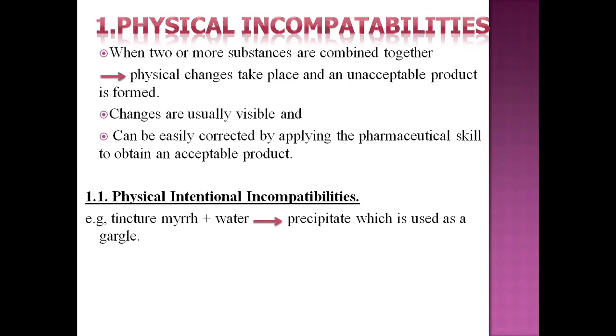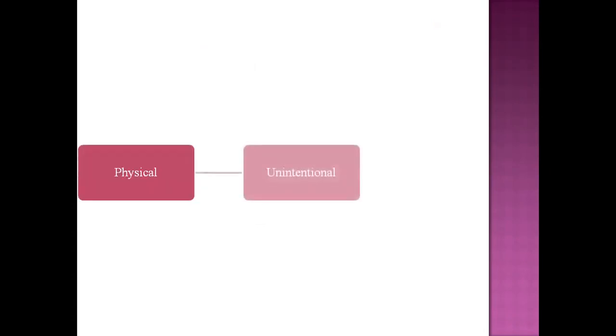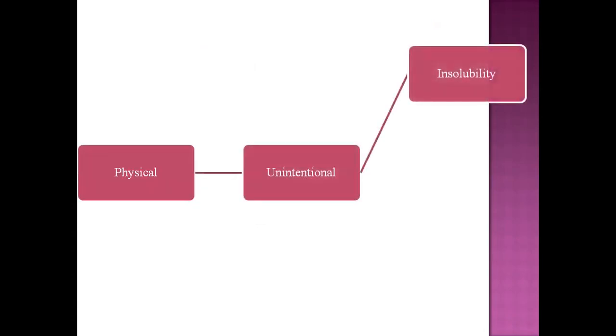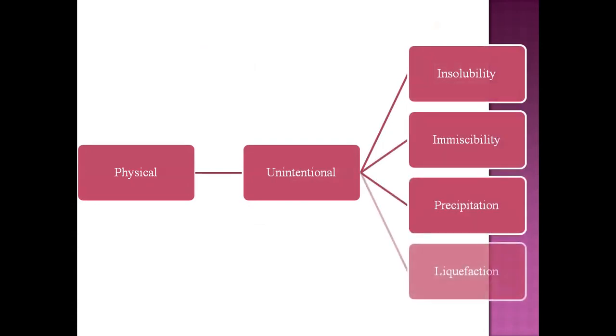Another type is physical unintentional incompatibility. These are insolubility, immiscibility, precipitation, and liquefaction. These are the four types of physical unintentional incompatibility. So we're done with physical intentional incompatibility and we're now going to discuss the physical unintentional incompatibility. Unintentional means there is a problem that we are not aware of. Okay? This can be subdivided into insolubility, immiscibility, precipitation, and liquefaction.